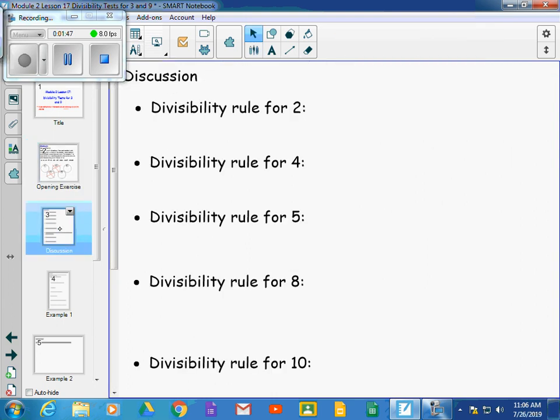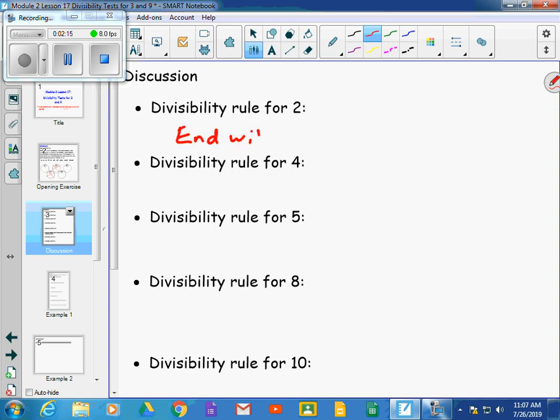So let's flip your page and go to the discussion part. We're going to list some of these rules for divisibility, and then I'm going to have you guys pause the video, put those numbers in the correct circles, and then we'll check yourselves. Starting with the divisibility rule for 2. Any number that can be divided by 2 has to be an even number. That means it must end with a 0, a 2, 4, 6, or an 8.